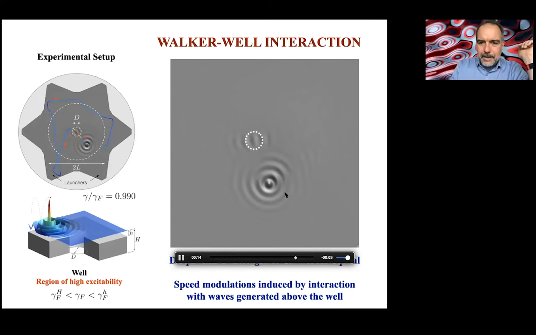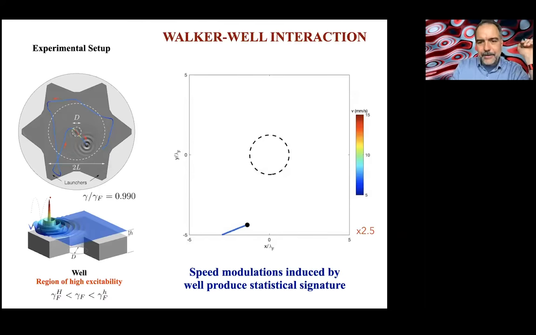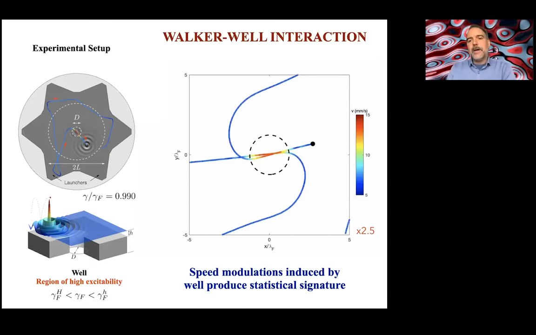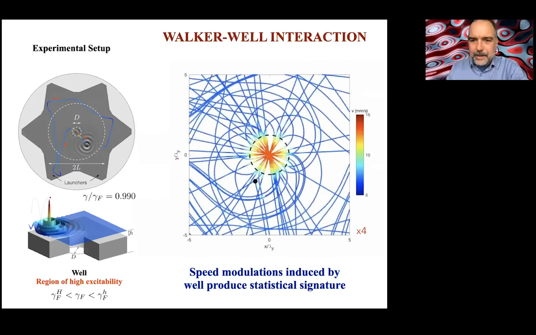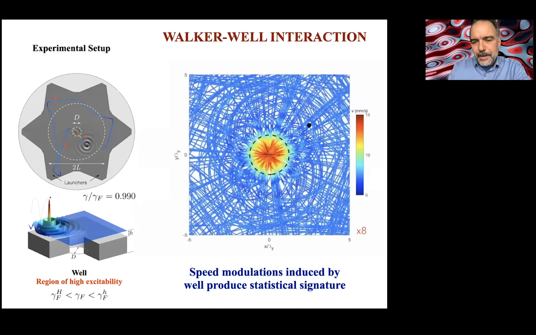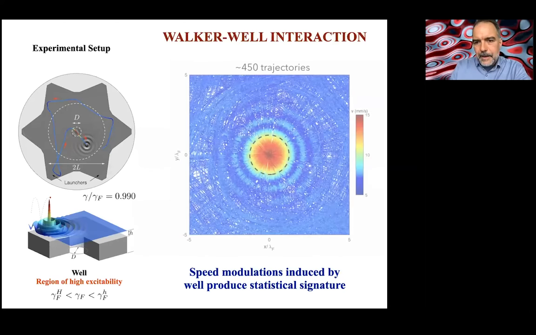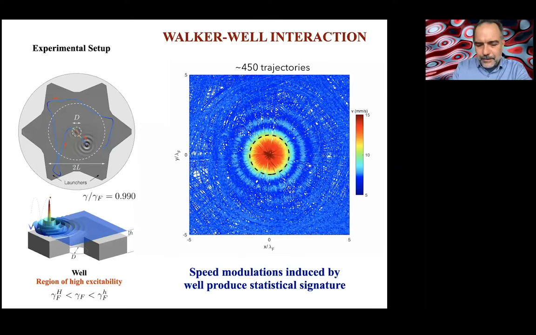And the walker is drawn in along a spiral and exits along its center line. And as it exits, there are actually speed modulations. So it's basically interacting with the wave field of the well, with the resonant mode of the well, but it's being perturbed from its steady walking state. And so as it exits, the speed is modulated. And you get these wiggles in speed, and this ultimately gives rise to these concentric rings in particle speed, which you can see. This is around 500 trajectories. And so you see this statistical signature, and it looks very much like that arising in Friedel oscillations.